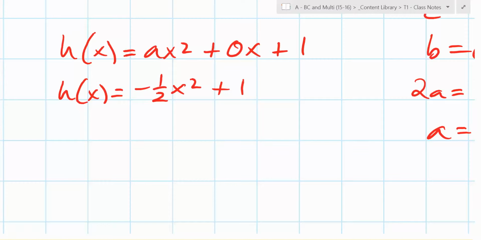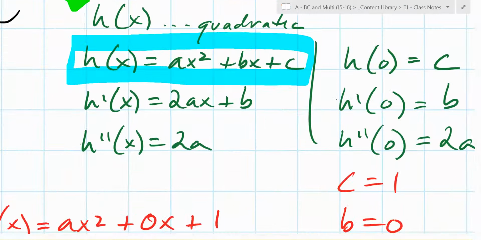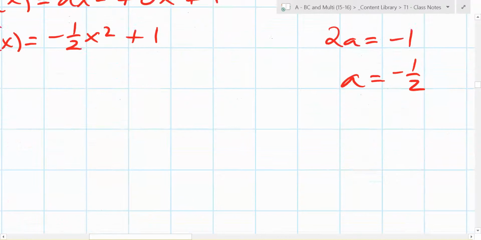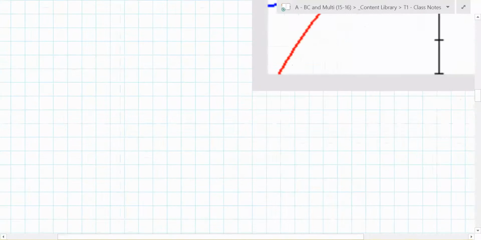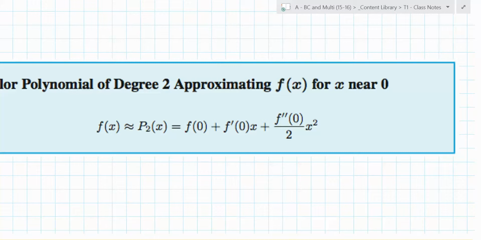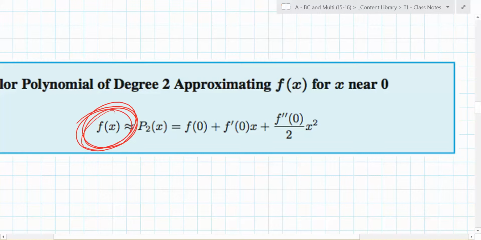If this was a cubic function, we would also be doing h triple prime, right? If it was a cubic, you would have dropped a 3, and then you would have dropped a 2. That's where these factorials are going to come from. You can look up the generalization and the algebra in your book. I'm not going to do it right now. But what this is right here is the general form for the quadratic approximation. So if you have any function, and you can find the first derivative and the second derivative and evaluate it at 0, you can come up with a quadratic approximation for that function around 0.